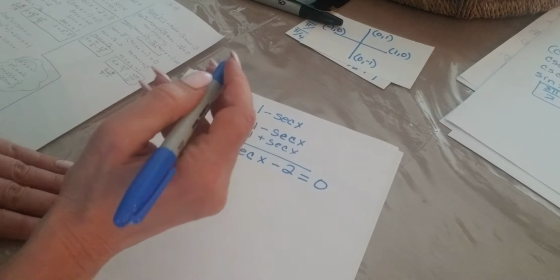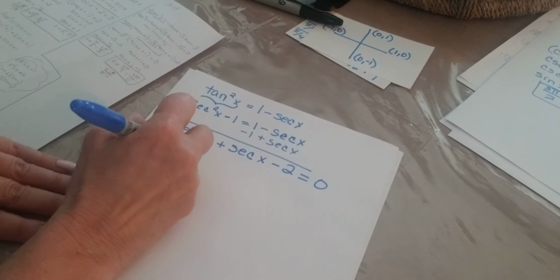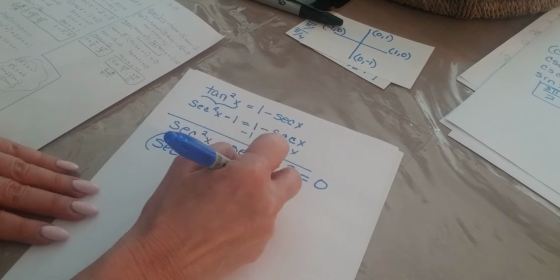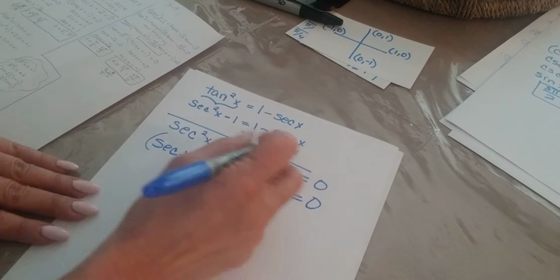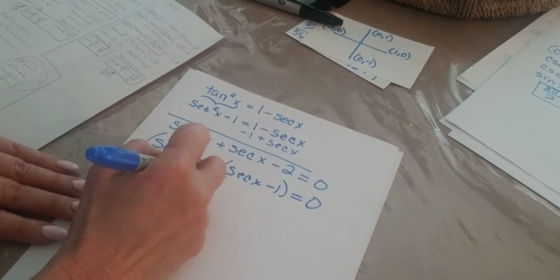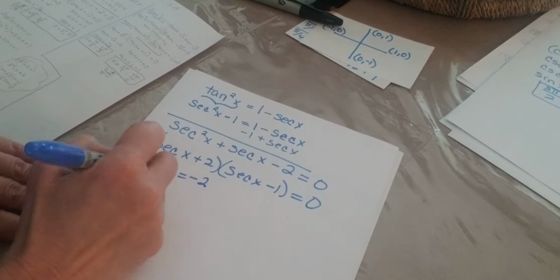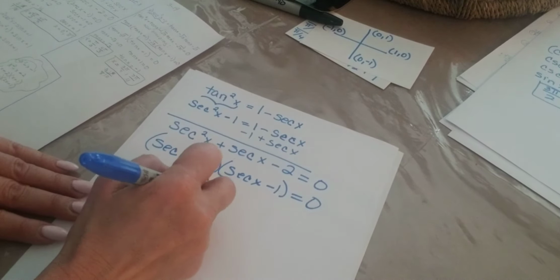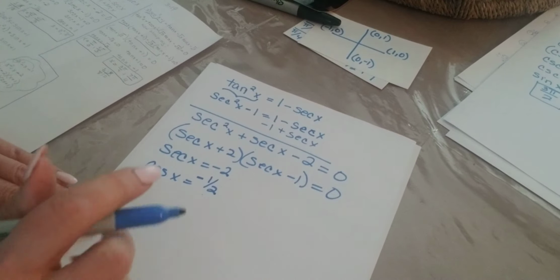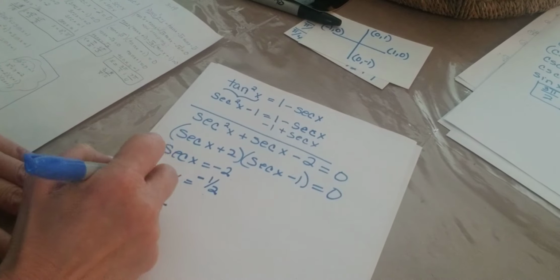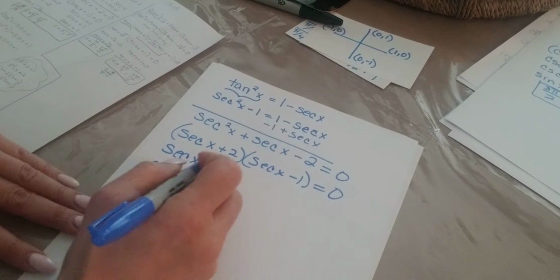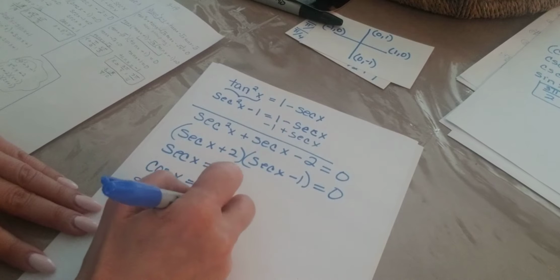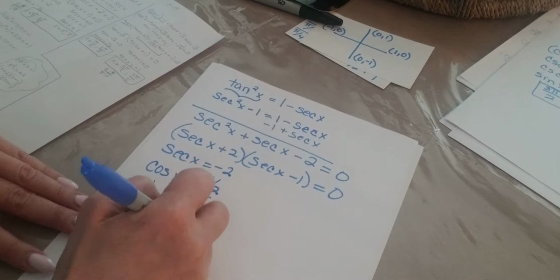At that point, guys, it's just factoring. It's secant x plus 2, secant x minus 1 equals 0. Secant x is equal to negative 2, which flips over to the cosine of x is equal to negative 1/2, which at this point, you know, you're looking in quadrants 2 and 3, and x is going to be 2 pi over 3 and 4 pi over 3.